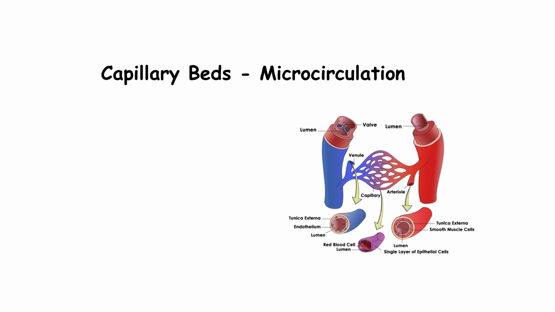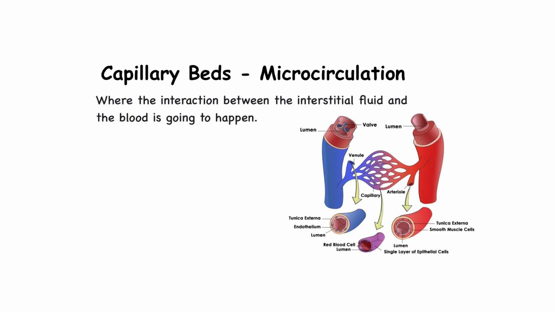I mentioned the term capillary beds before. And so capillary beds is going to be this area of microcirculation because now we're at the smallest vessels. This is where the interaction between the blood and the interstitial fluid is going to happen. So a capillary bed is a network of about 10 to 100 capillaries, and this is going to connect the arterial flow and the venous return.